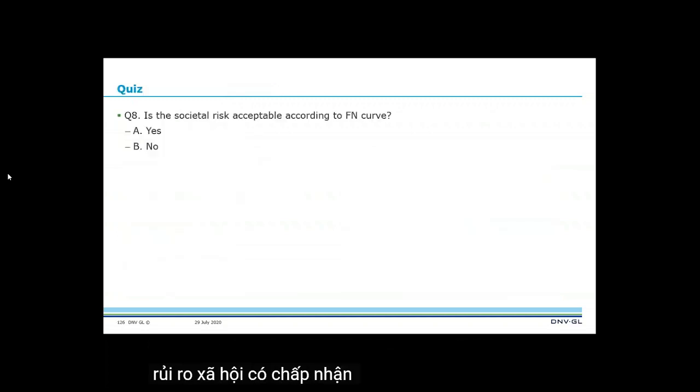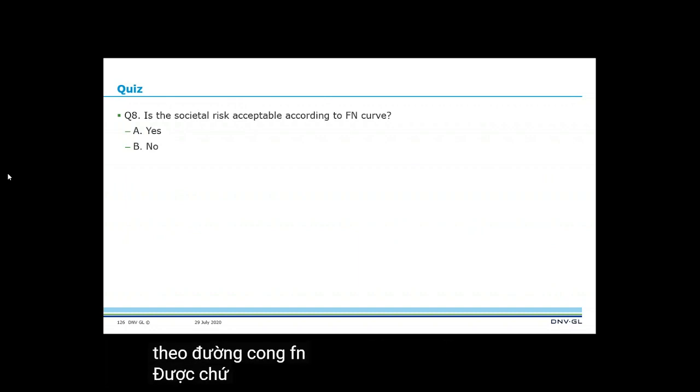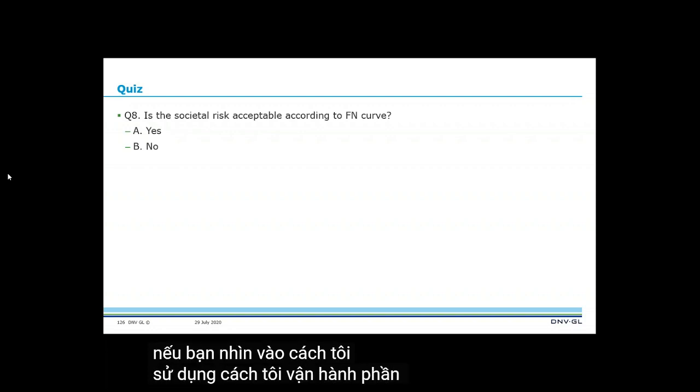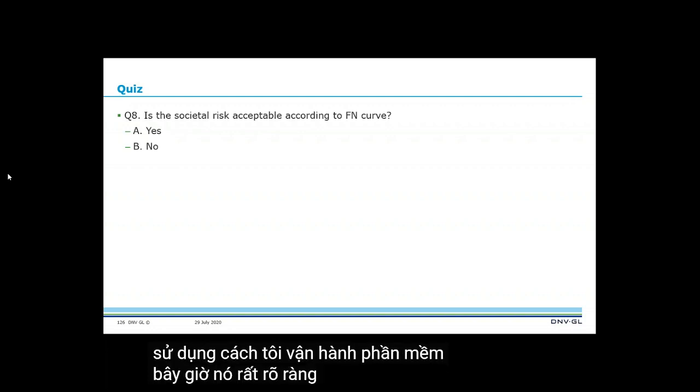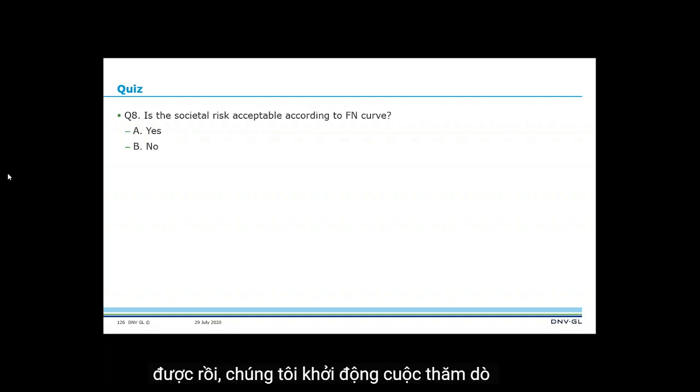Is the societal risk acceptable according to the FN curve? If you look at how I operated the software just now, it's very clear. So does anybody have any doubts about this question? Okay, then we launch the poll now.